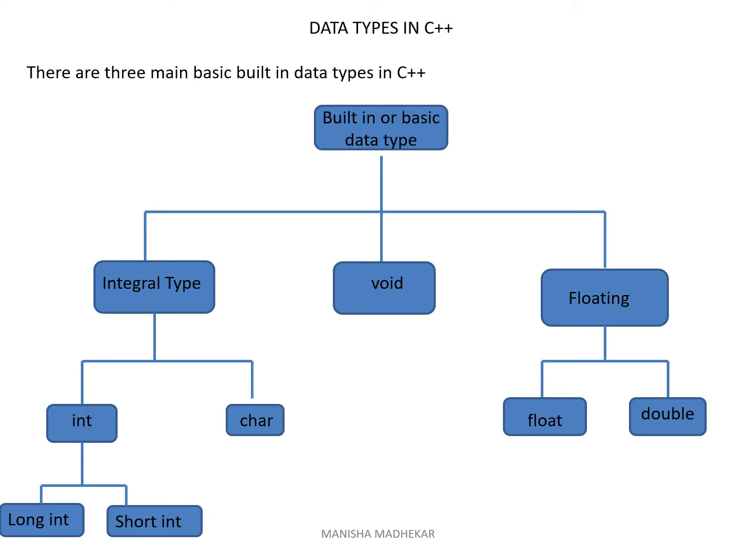There are three main basic built-in data types in C++. These are the data types in C++: integral, void, and floating. Under integral, int means integer and char means character. Under integer, again they are divided into long int and short int. Under the float data type, there is a float value and a double value.